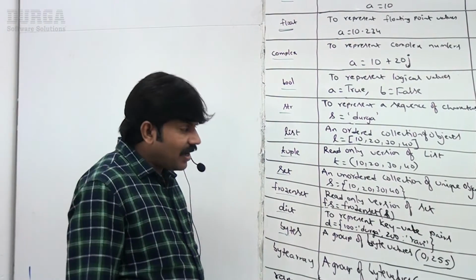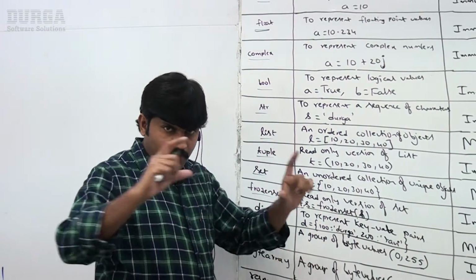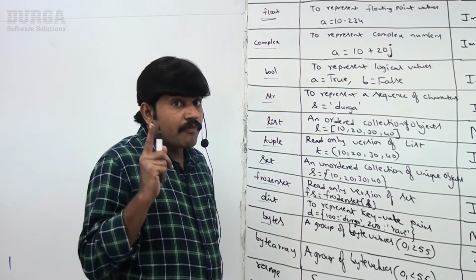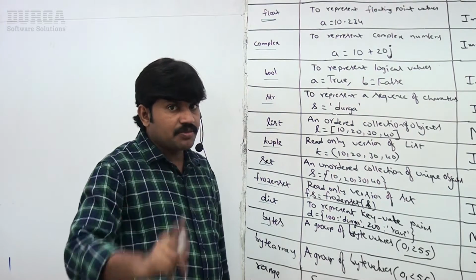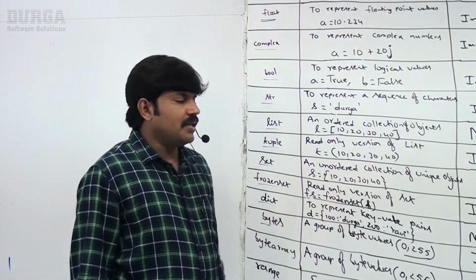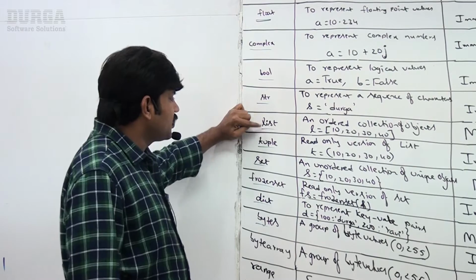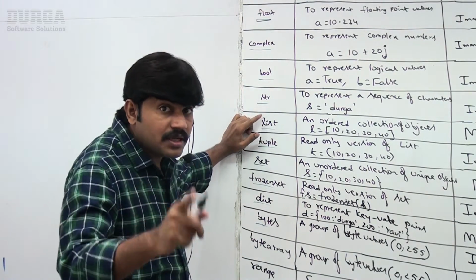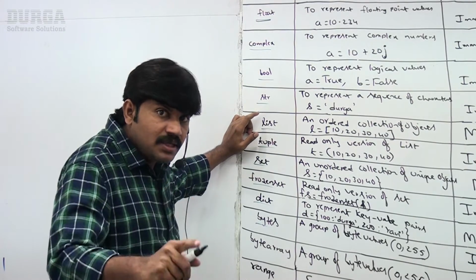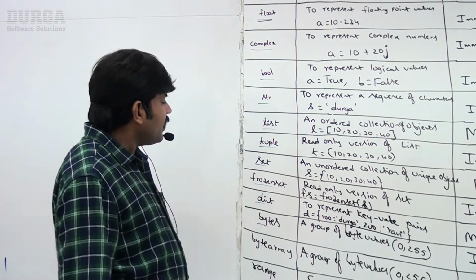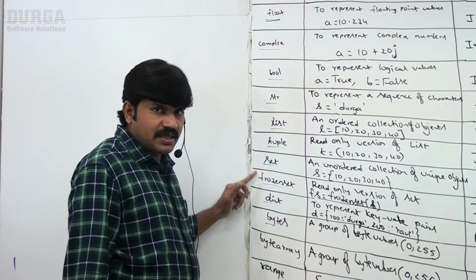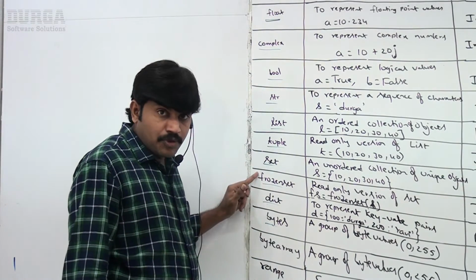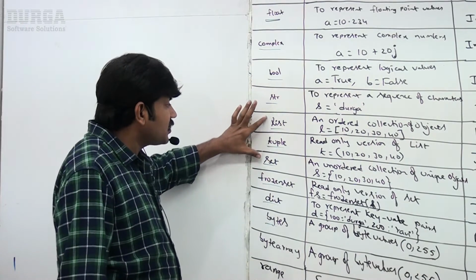Better to draft these things into a small note so that you will get much clarity. But from this, n number of questions may be asked. What is the difference between list and tuple? List is mutable, tuple is immutable. What is the difference between set and frozen set? Set is mutable, frozen set is immutable.